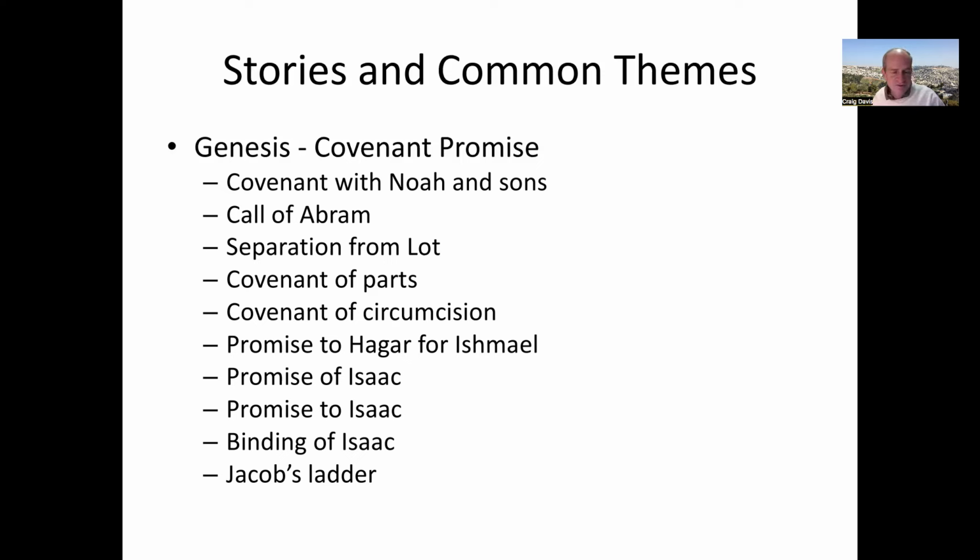Then there's the promise to Abraham and Sarah of Isaac. And then that second one, the promise to Isaac, that happens later on, because before God promises to Isaac that the covenant will go to him too, you have the binding of Isaac where he's almost sacrificed when he was a youth. And then there's Jacob's ladder where God repeats the covenant promise to Jacob. So that's a theme in Genesis, and it comes up in almost all those stories.